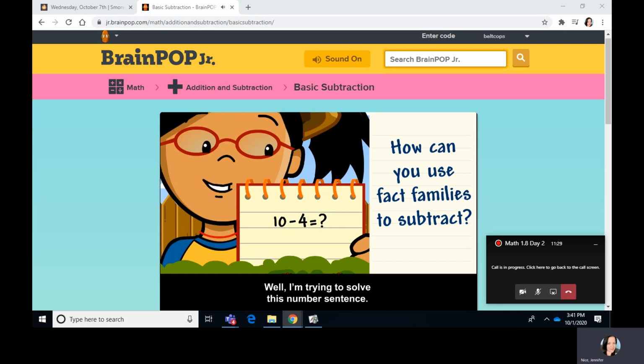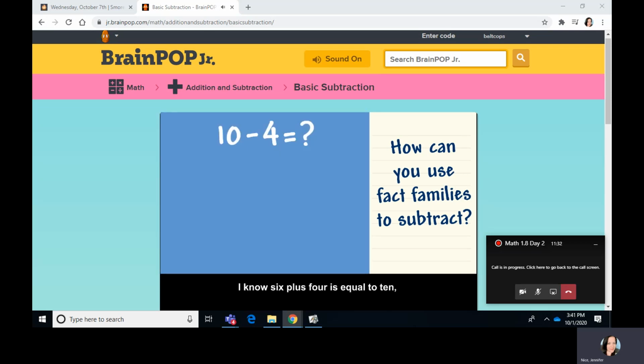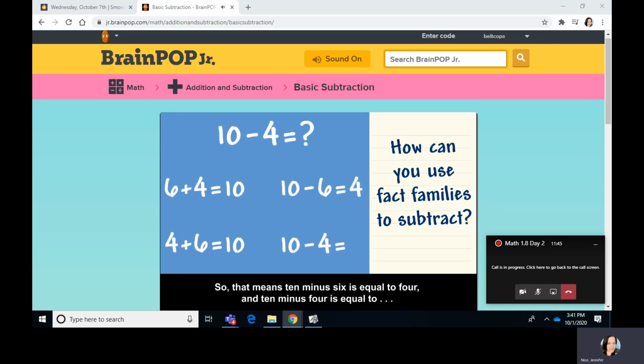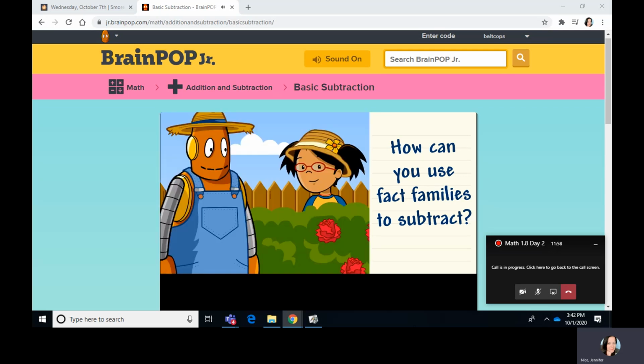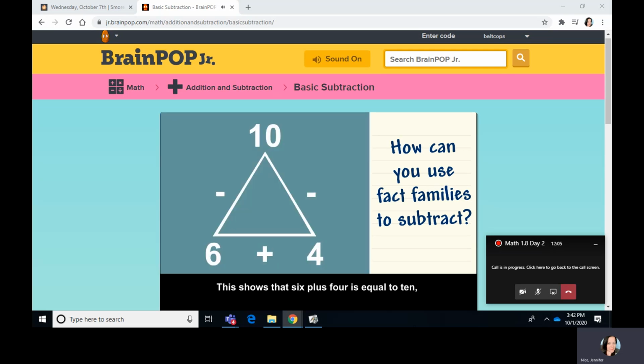Well, I'm trying to solve this number sentence. I know 6 plus 4 is equal to 10, and 4 plus 6 is equal to 10. So that means 10 minus 6 is equal to 4, and 10 minus 4 is equal to 6. There are 10 ladybugs, and 4 flew away, so there are 6 left. I like to use number triangles to help me with fact families. This shows that 6 plus 4 is equal to 10, 10 minus 6 is equal to 4, and 10 minus 4 is equal to 6.